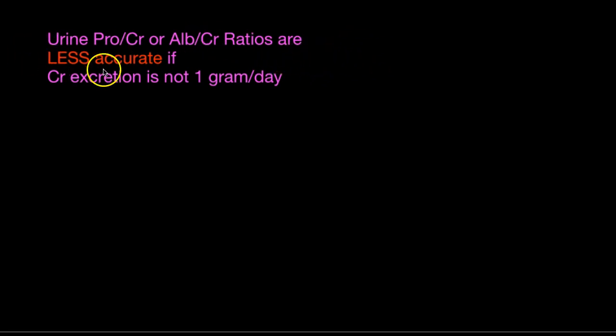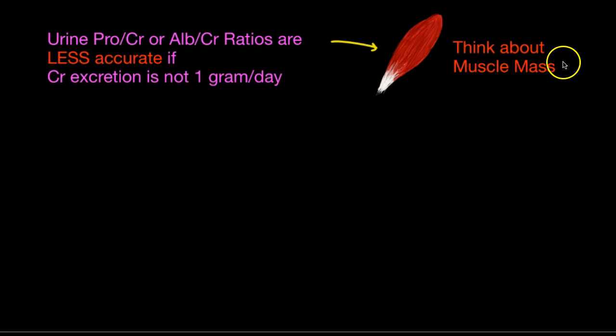Okay, one more thing worth mentioning is that those spot urine protein to creatinine ratios are going to be less accurate if the daily creatinine excretion is not that magical 1 gram per day. So basically what I want you to do is think about the muscle mass of your patient. Remember that creatinine production is proportional to the amount of muscle mass in the patient, and then creatinine production will be equal to creatinine excretion. So if there's anything that's going to affect how much creatinine is being produced, it's going to be muscle mass.